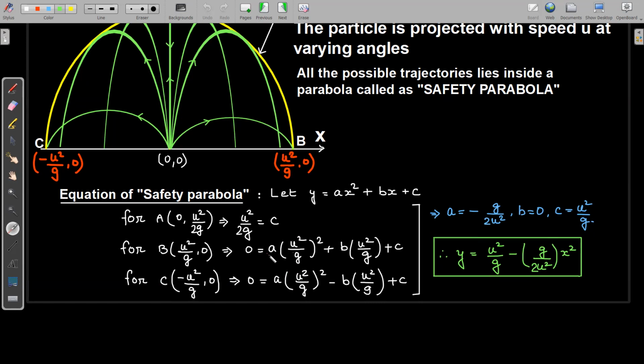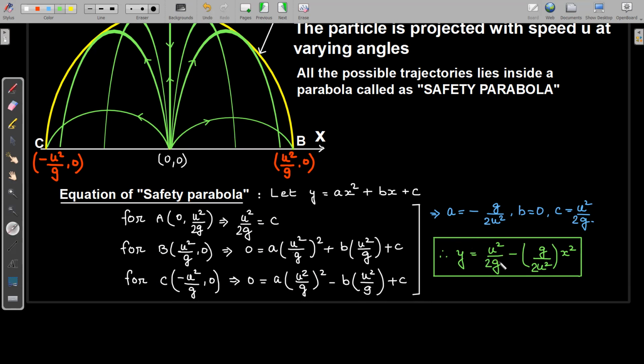And if you know the value of A, then the value of B can also be found because the value of C is also known. So I'm not solving these equations. It is pretty simple to solve these equations. You will end up getting A to be minus g by 2u square. The value of B will come out to be 0 and the value of C is u square by 2g. Sorry, this is u square by 2g, right? So this is also 2.